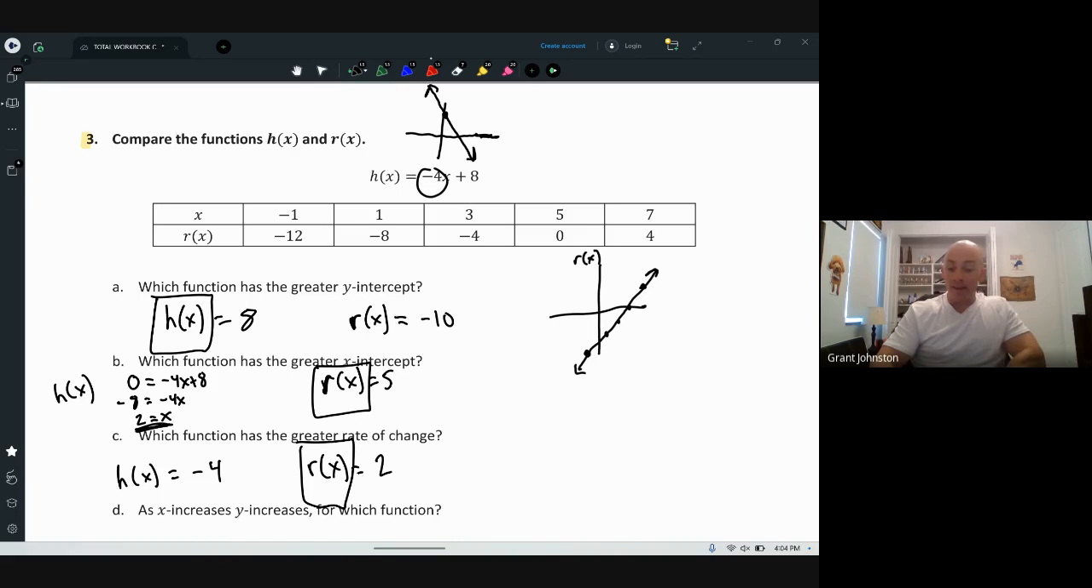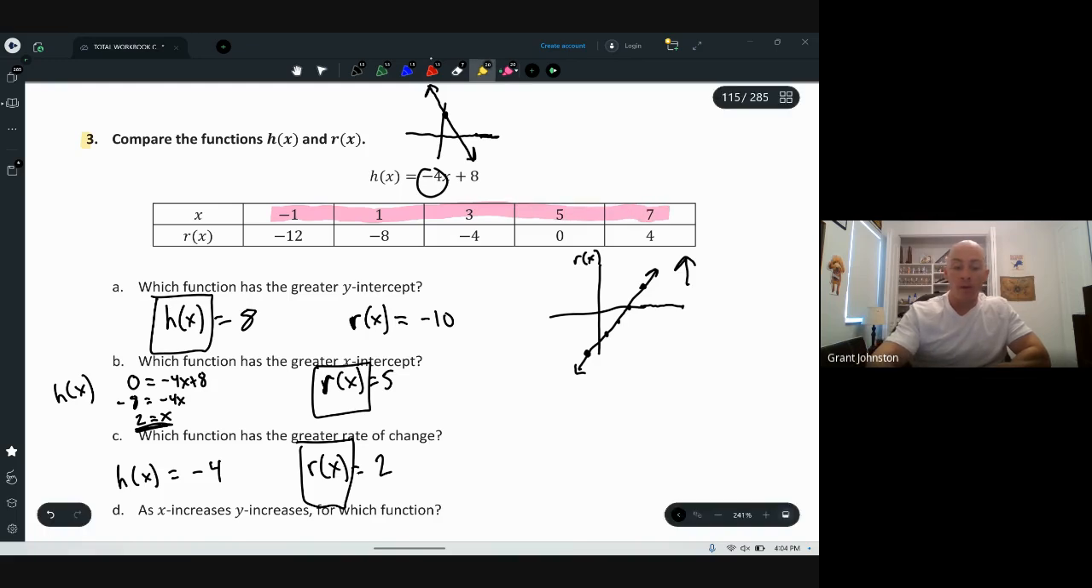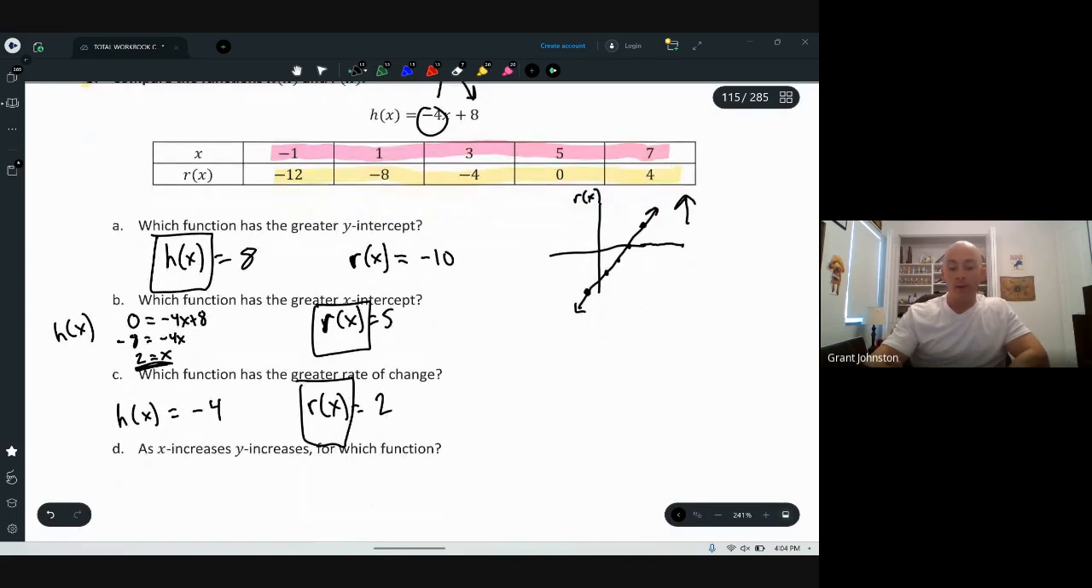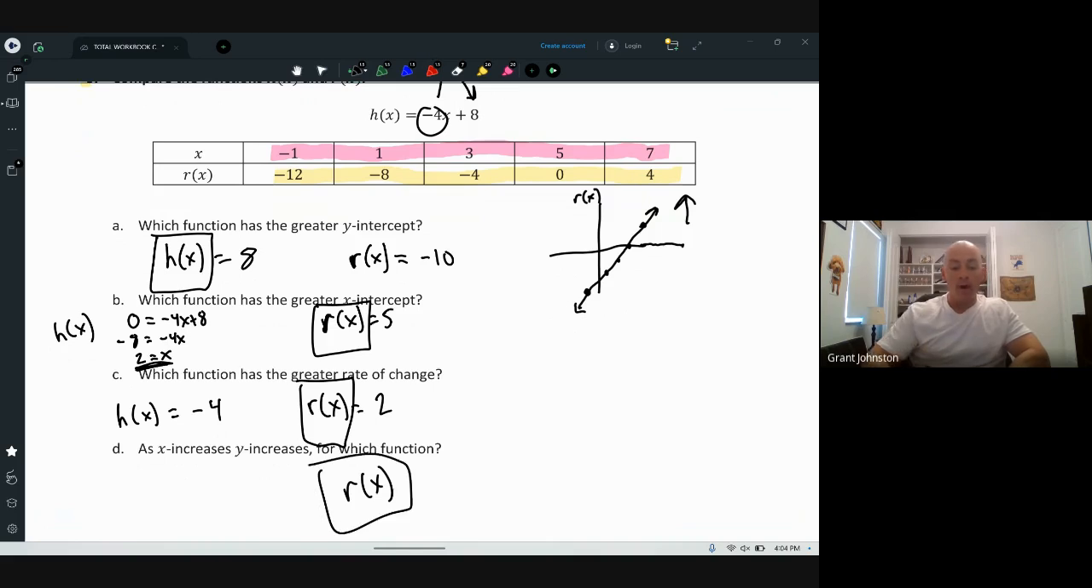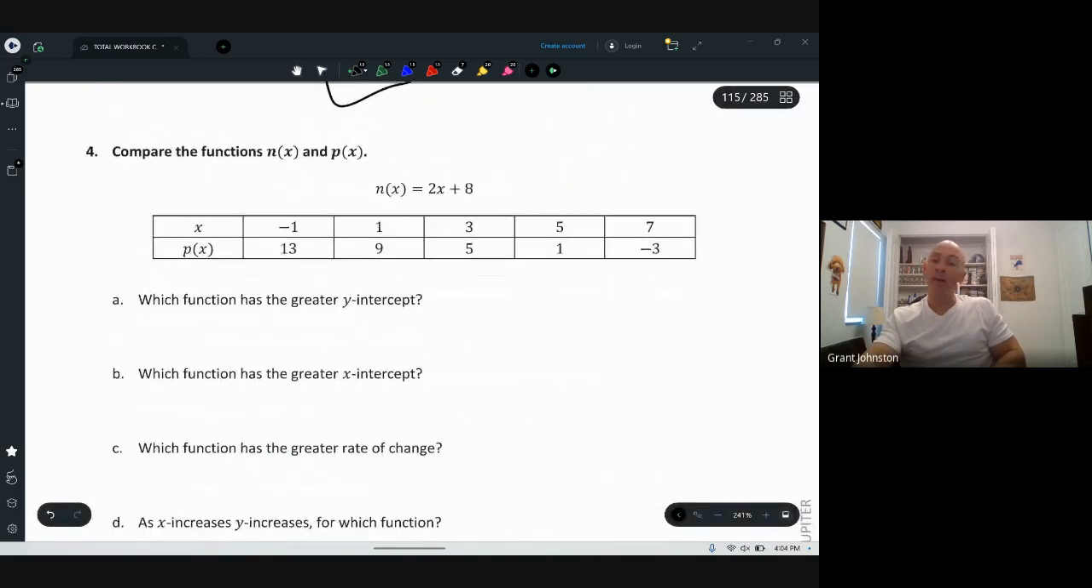So as x increases, as we go out this way, y is increasing. And you can tell that within the table of values as well. As x increases, these numbers are increasing. So are these numbers. These are increasing as well. So that's the fact. R of x. As x increases, y increases. I'll let you do 4.